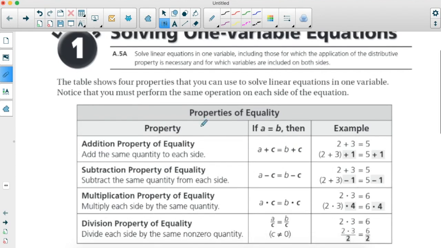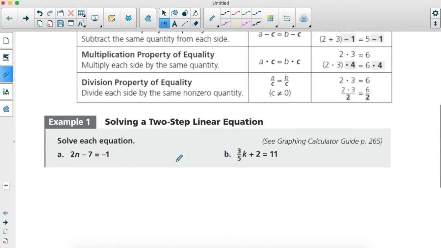Okay, so here's some properties of equality. And I'm just going to go straight into some examples. So example number 1 says solving a two-step linear equation. So solve each equation. That's the directions. Letter A, we have 2n minus 7 equals -1. We're going to go ahead and write the equation.